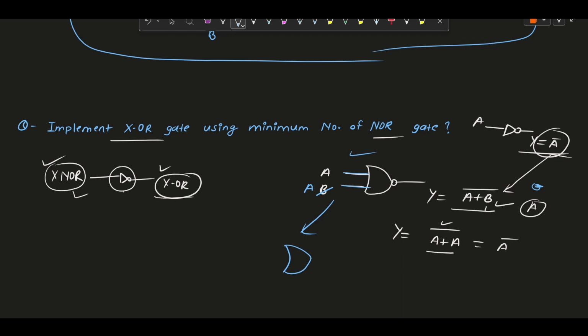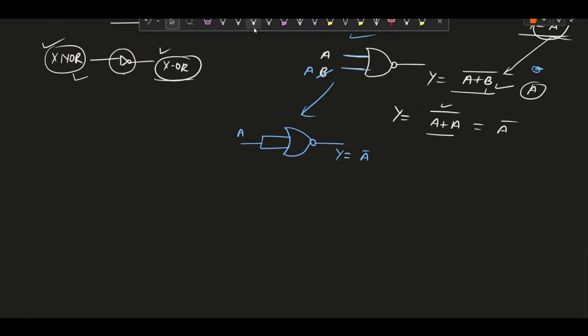Now I am redrawing this circuit as a NOT gate. What we have discussed here is that if I provide the common input A to this NOR gate, then I will get the output as a NOT gate. So now we have seen how to treat a NOR gate as a NOT gate. This we will connect to the XNOR gate here, so that we will get the XOR gate.